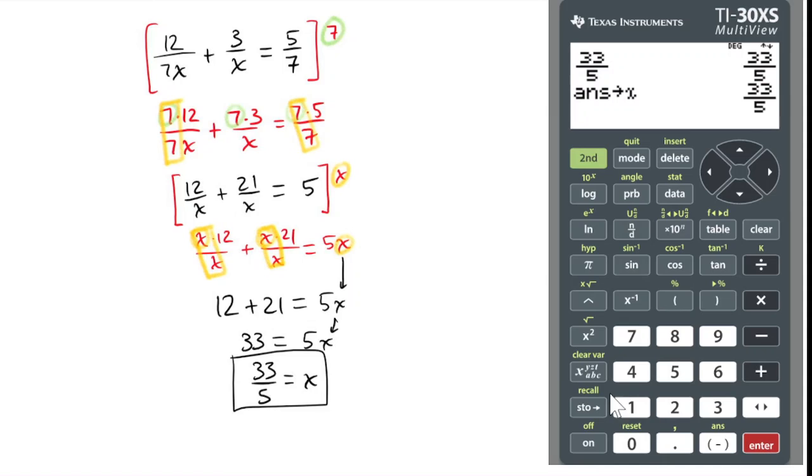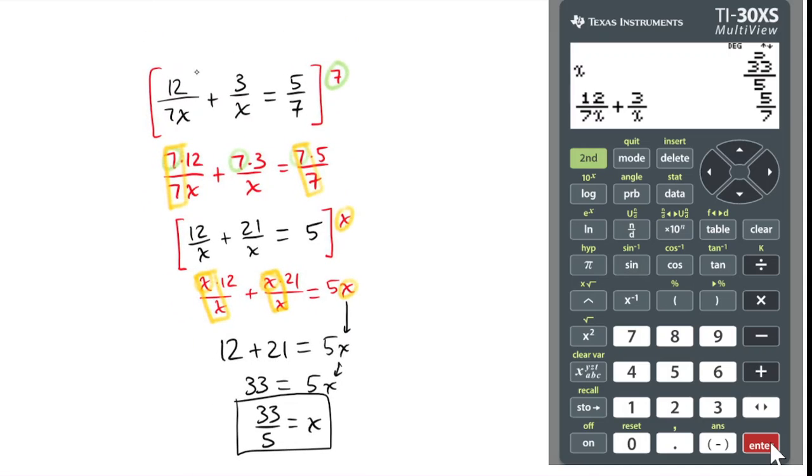So this calculator thinks x is 33/5. If I press x, it will just repeat that to me. Oh, x, that's 33/5. So let's see what it says when I take 12 over 7x and add 3 over x. I'm curious to see what that becomes. Well, according to my calculator, that equals 5/7. What's wonderful about that is I can see from my calculator's display that this side of the equation becomes 5/7 when x is 33/5, and the other side was already 5/7.